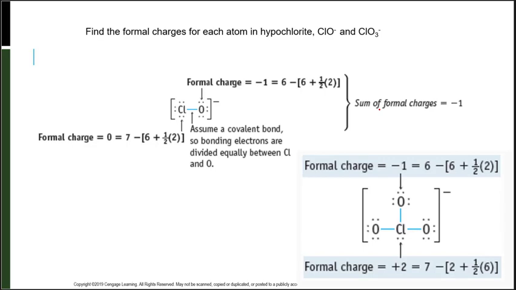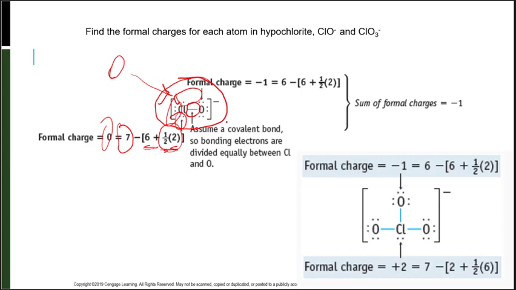Let's find the formal charges of each atom in hypochlorite, ClO minus, and ClO3 minus. So ClO minus, right here, we're going to find the formal charge of chlorine. Chlorine has 7 valence electrons, minus 6 lone pair electrons. 2, 4, there's 6 electrons around chlorine that are lone pair electrons, plus 1/2 of this. In ClO minus, there's only 2 electrons that are in bonded pair. So half of 2 is 1, 6 plus 1 is 7, 7 minus 7 is 0. So this chlorine has a formal charge of 0.